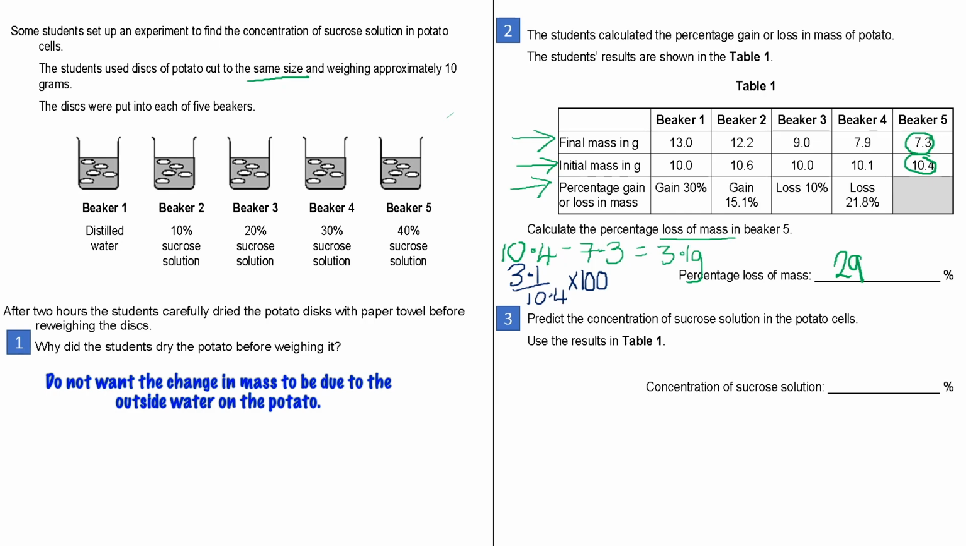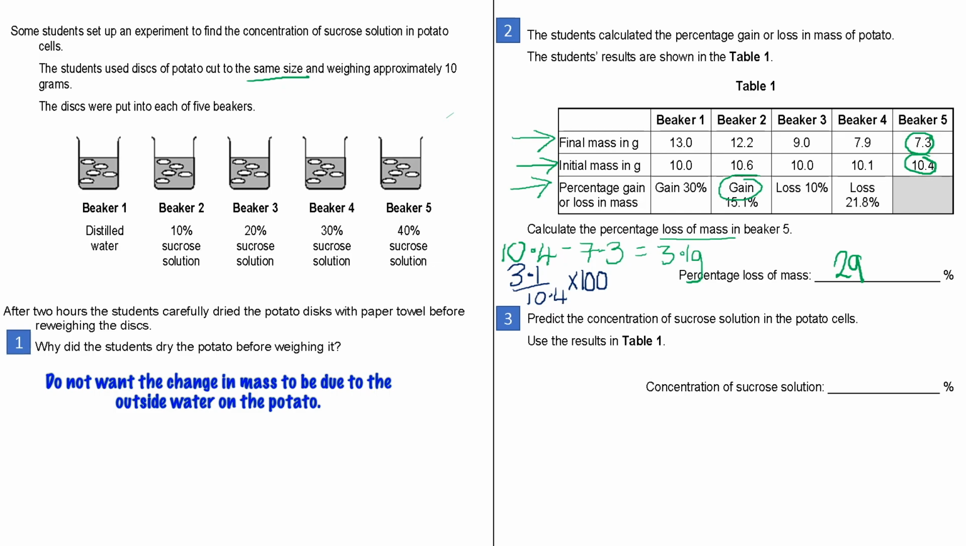And then for the final question, we have to predict the concentration of sucrose solution in the potato cell. So we've got to use our results table here, and we can see that if we have a gain in mass, what that means is the outside solution is stronger than the sucrose solution in the potatoes. So up to beaker 2, we're having a gain in mass. And where we have a loss in mass, that means that the outer sucrose solution is less concentrated than the sucrose solution in the potatoes.